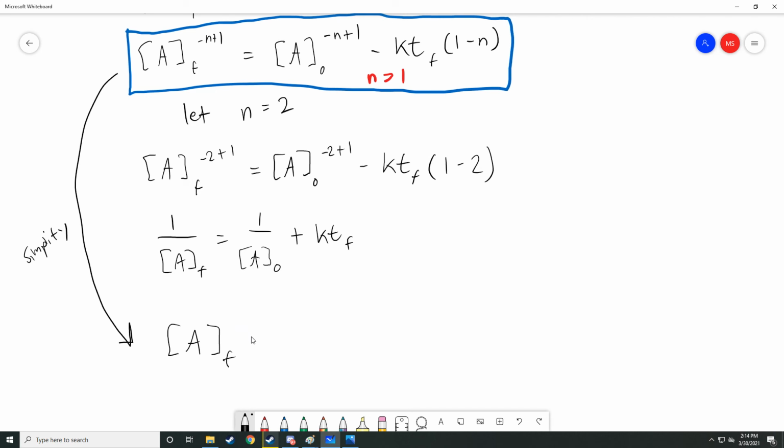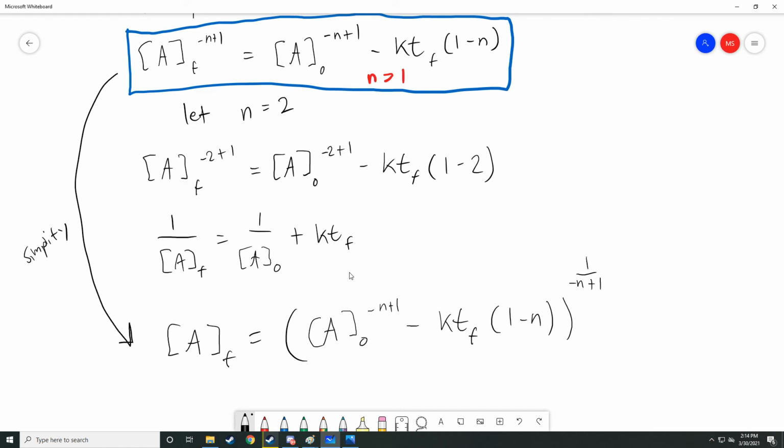So here, that is equal to this whole quantity, a naught to the negative n plus 1 minus ktf to the 1 minus n. This whole quantity raised to the 1 over negative n plus 1. That's the same thing as taking the negative n plus 1 root of it. All right, so we have this. Now, this expression here is fine how it is.